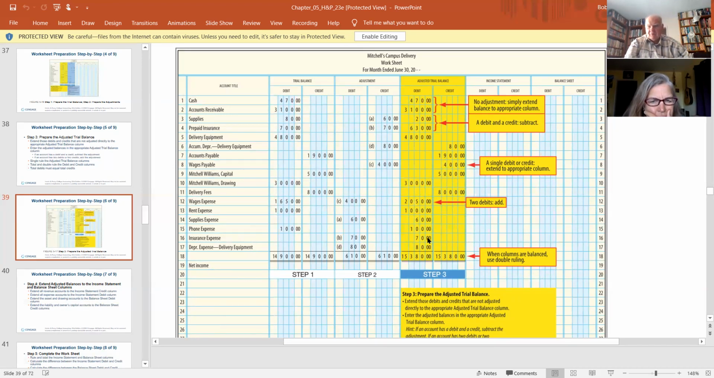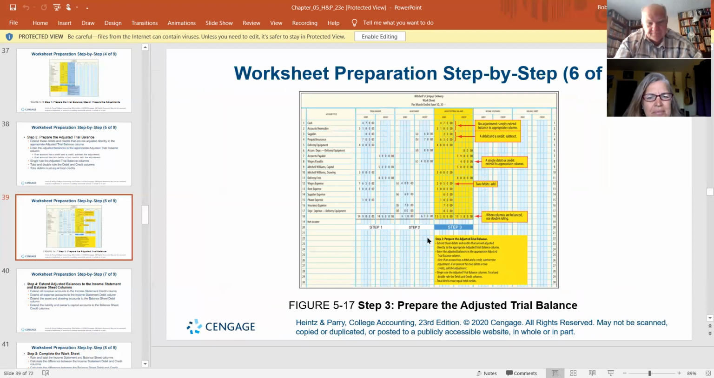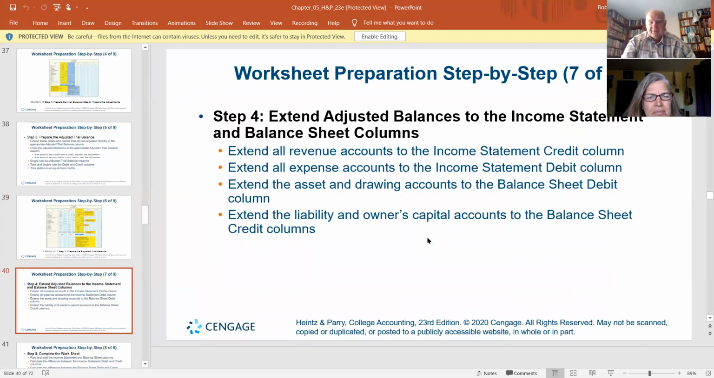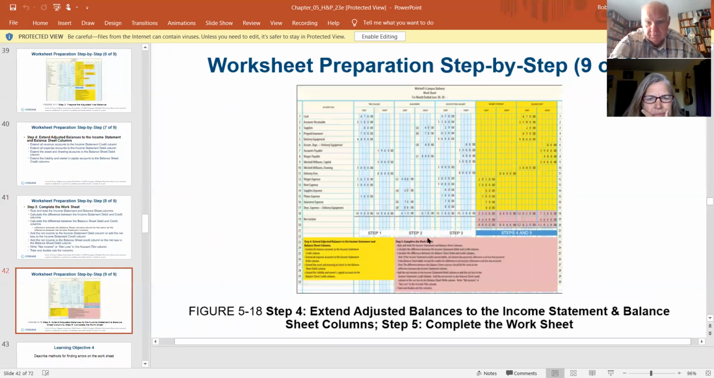So you get the idea what we're trying to do with this worksheet? It's a little bit of a pain in the neck, no question about it. Now we can do the income statement and balance sheet. Once we have the adjusted trial balance, we can go, boy, we're really done. All we have to do now is publish the statements. We did the hard part. And here we go.